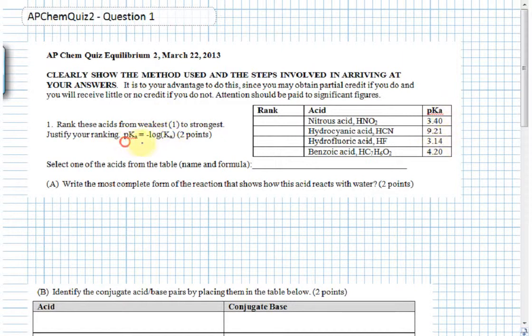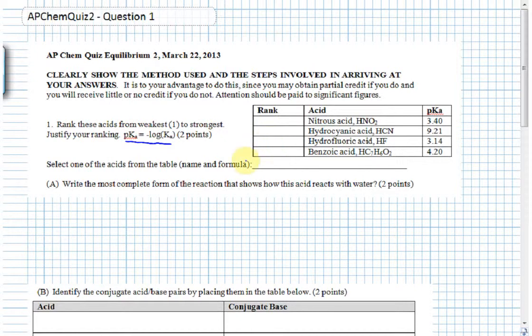pKa is the negative log of the Ka. So pKa is going to have the same relationship as pH. The lower the pKa, the stronger the acid, okay? The bigger the Ka, all right? So of these, the lowest one is hydrofluoric acid. Therefore, it is our strongest acid.